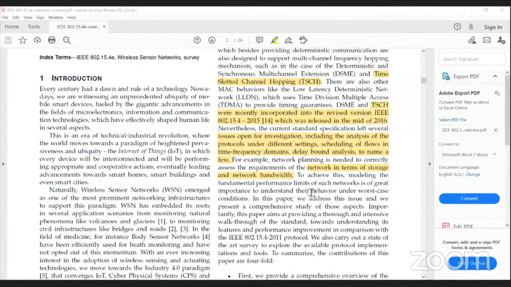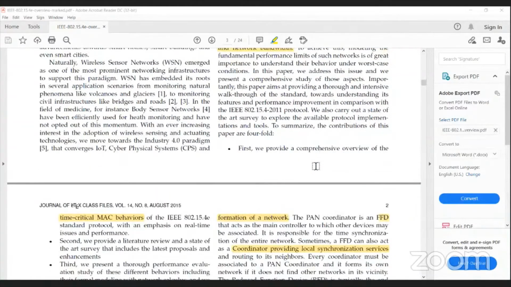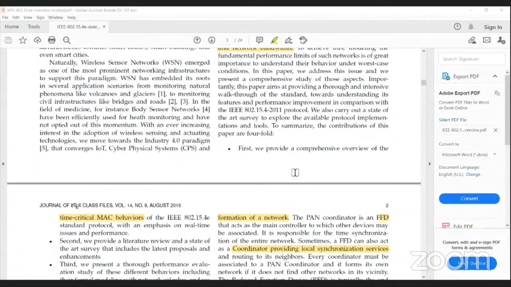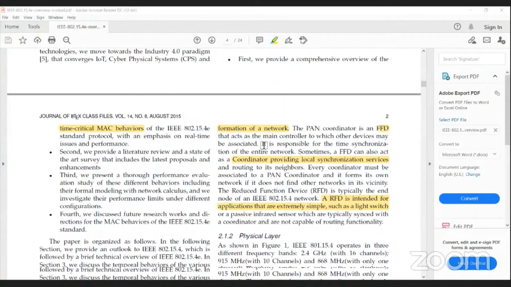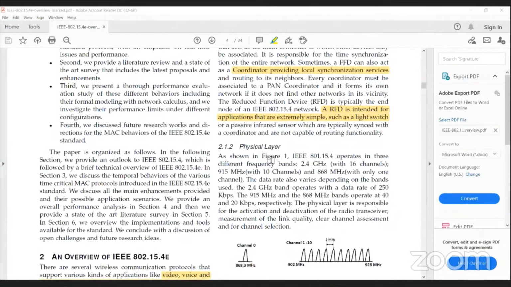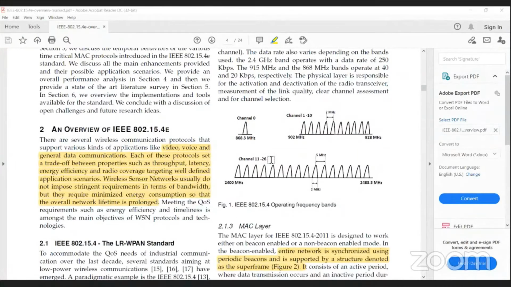Okay. So let's not read every line. I'm just trying to give you an overview. Okay, then we move on to the time critical behavior of these MACs, which is something that the paper talks about. Okay, now 15.4e. Now, there are several applications, as we know, voice, video, and all that.